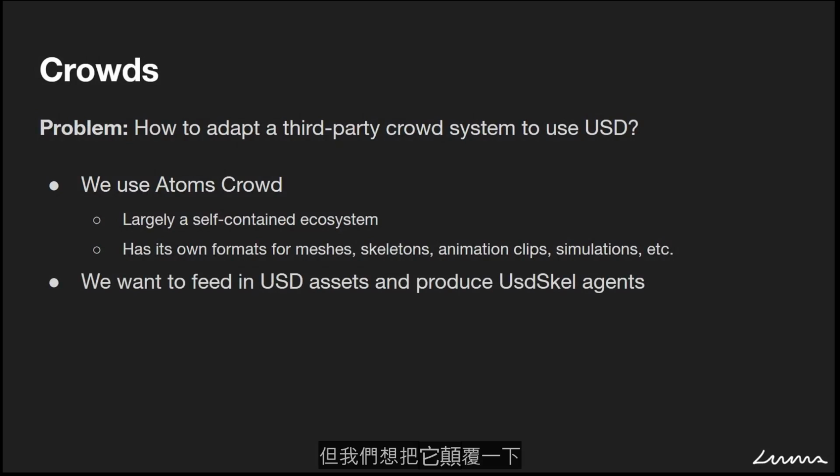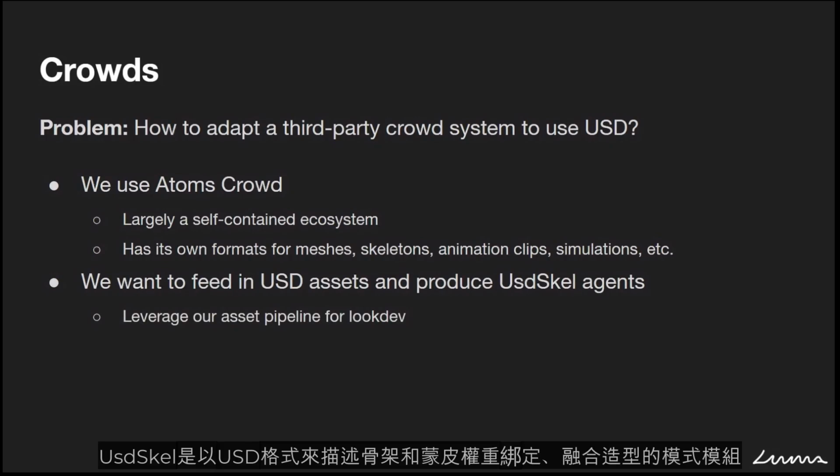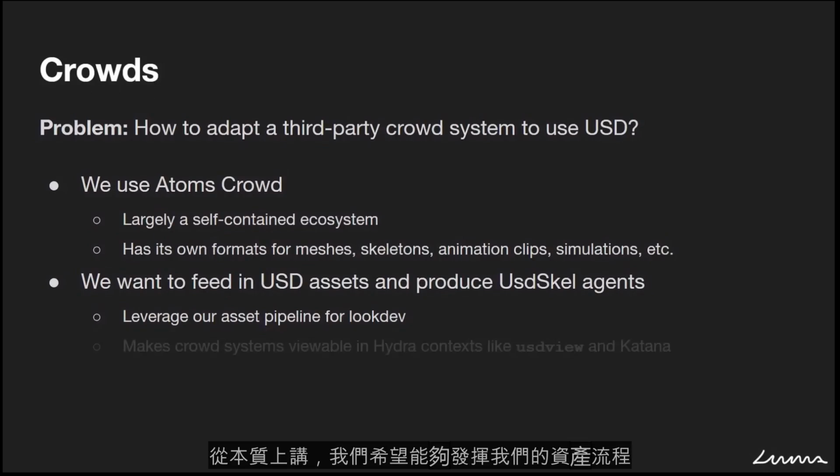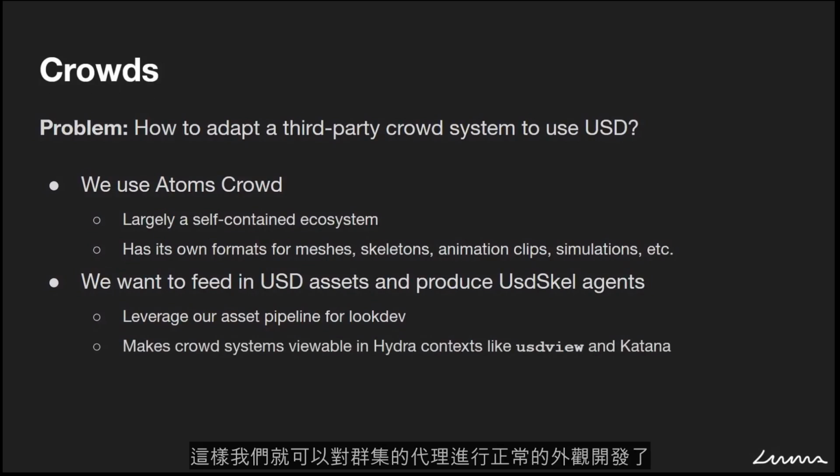But we want to sort of flip this on its head a little bit. We want to basically be able to feed our USD assets into Atoms Crowd and produce UsdSkel agents directly. UsdSkel is the schema module for describing skeletons and skin weight bindings and blend shapes in USD. It's not crowd specific, but it does lend itself very well to crowd system descriptions. So essentially, we want to be able to leverage our asset pipeline so that we can do normal look dev on crowd agents.